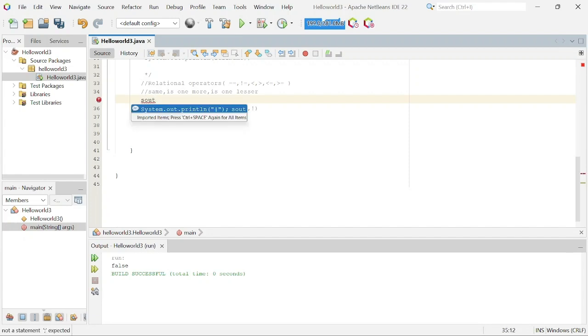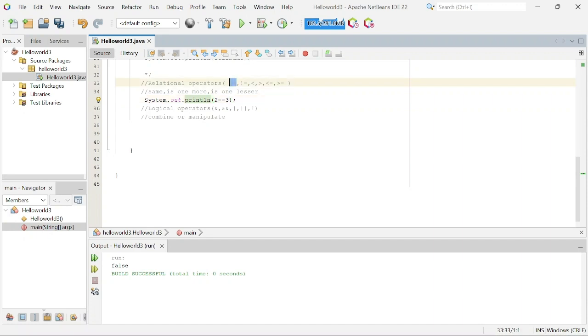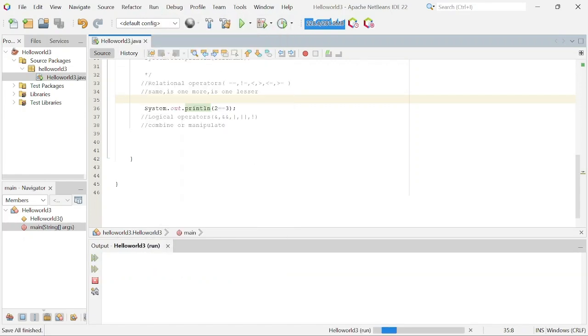So let's say I print 2 is same as 3. By the way, I think I already told you this, but 2 equal signs means you're telling that 2 is the same as 3. One equal sign is different. One equal sign is like assigning a value, but 2 means you're telling that 2 is equal to 3. So obviously this is false.